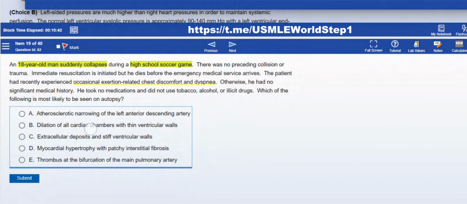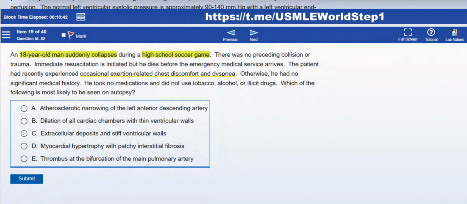Okay, now next question. An 18-year-old man suddenly collapses during a high school soccer game. There was no preceding collision or trauma. Immediate resuscitation is initiated, but he dies before the emergency medical service arrives. The patient had recently experienced occasional exertion related chest discomfort and dyspnea. Otherwise, he had no significant medical history. He took no medications and didn't use tobacco, alcohol, or illicit drugs. Which of the following is most likely to be seen on autopsy?